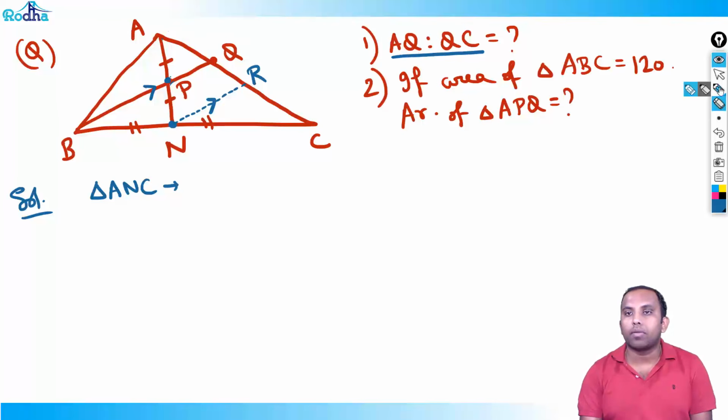Now see what will happen. A very interesting concept this is, right? What will happen if BQ is parallel to NR? In this case, look at triangle BQC now. Look at triangle BQC.